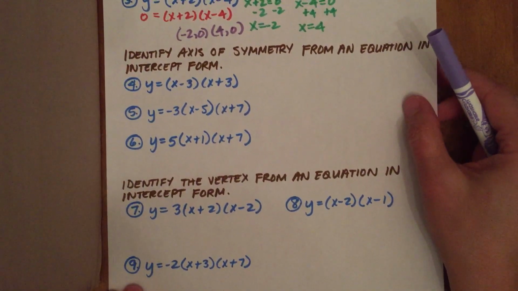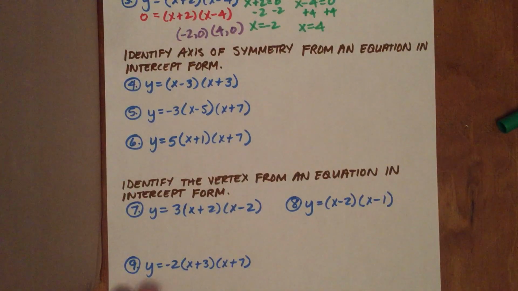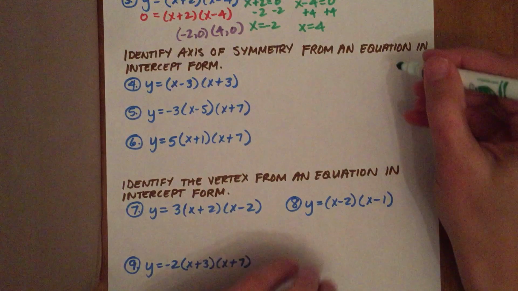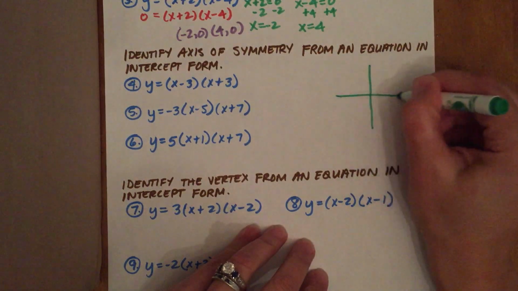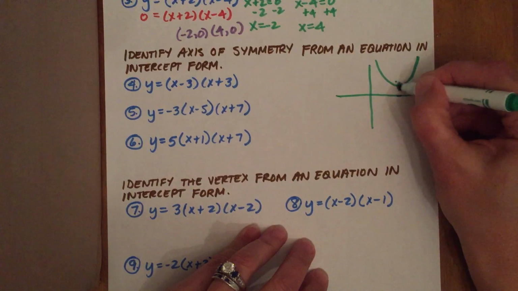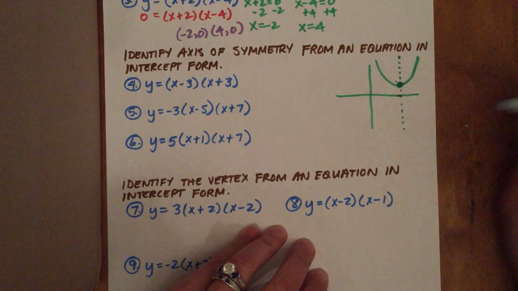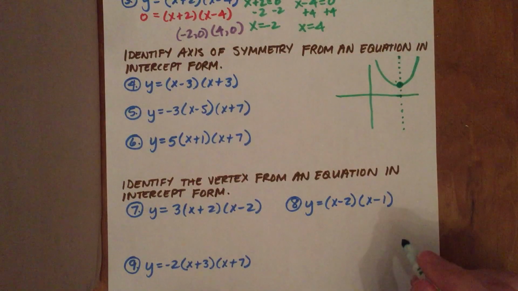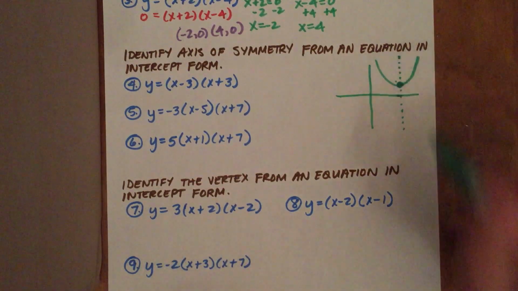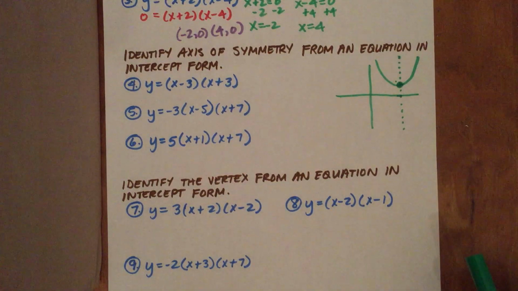Identify the axis of symmetry from an equation in intercept form. Well, every quadratic has an axis of symmetry. So wherever that vertex is, that axis of symmetry is the vertical line that cuts it in half. It goes right through the center of the parabola and through the vertex. So how do we find this vertex?